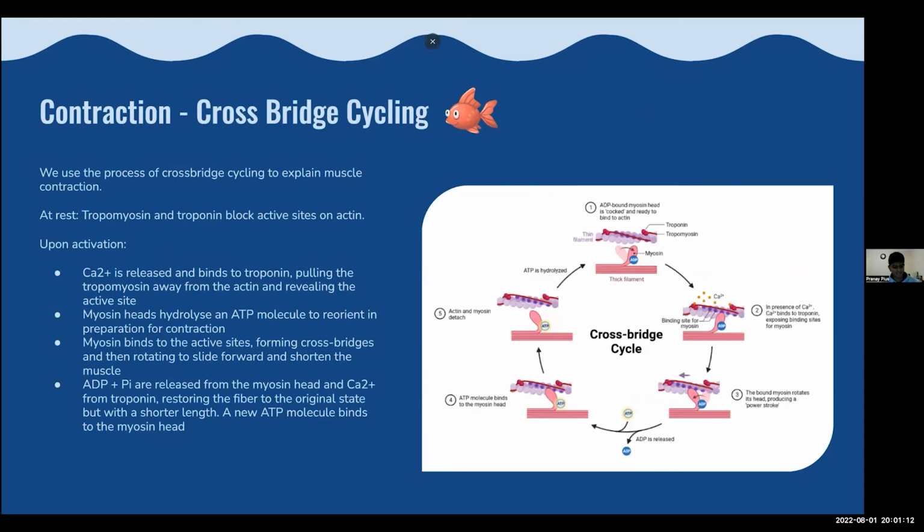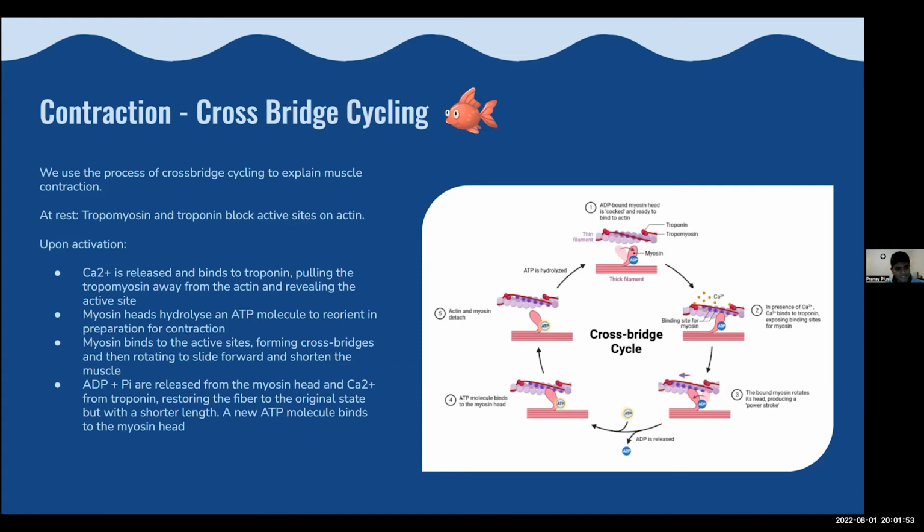So this is the really important stuff to understand here. Contraction and cross-bridge cycling. So how does it work? This is probably the main high yield stuff that you need to understand, alongside what I just explained. At rest, tropomyosin and troponin block the active sites on actin, so we already know that, right? So what happens now is the calcium is released, binds to troponin, and pulls the tropomyosin away from the actin, which reveals the active site. So once we have that going for us, then muscle contraction is ready to happen. So the first important step is the removal of tropomyosin, okay?